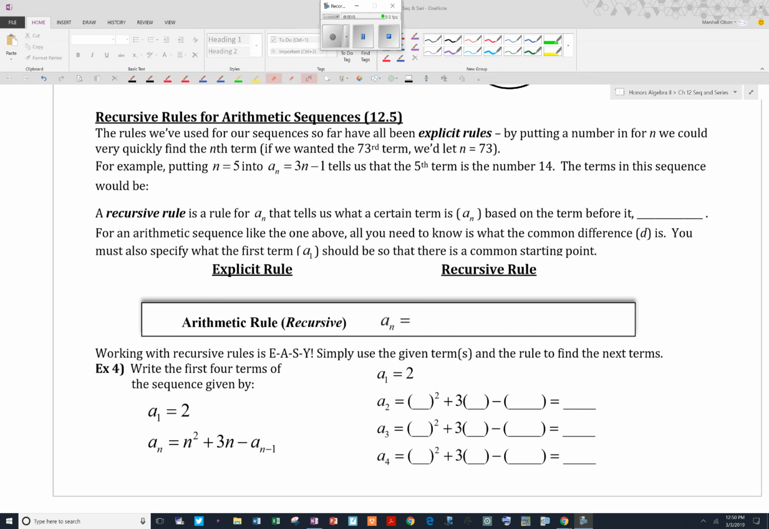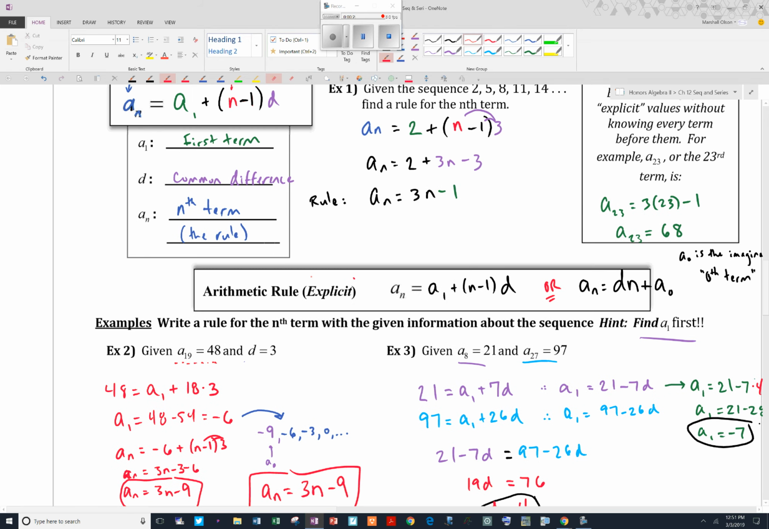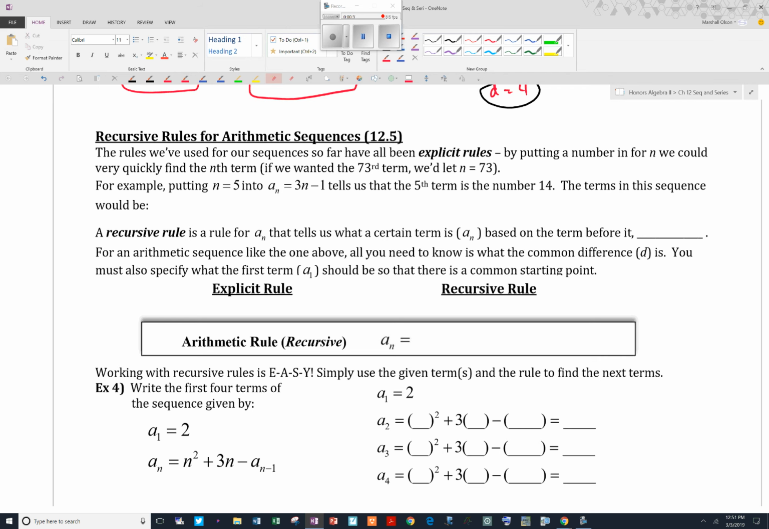All right, in our second exciting video about sequences and series, we're going to talk about recursive rules and more about series and summation notation. So just to go back to what we talked about in the last video, we talked about explicit rules, the explicit rule for an arithmetic sequence. An explicit rule will give you the nth term by putting n in, whereas a recursive rule will give you the next term in a sequence.